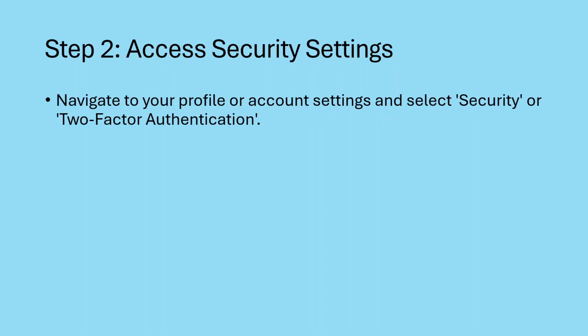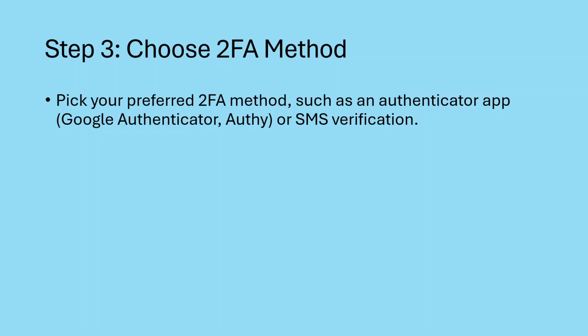Step 2. Access security settings. Navigate to your profile or account settings and select Security or Two-Factor Authentication. Step 3. Choose 2FA method. Pick your preferred 2FA method, such as an authenticator app. This can be Google Authenticator, Authy, or SMS verification.